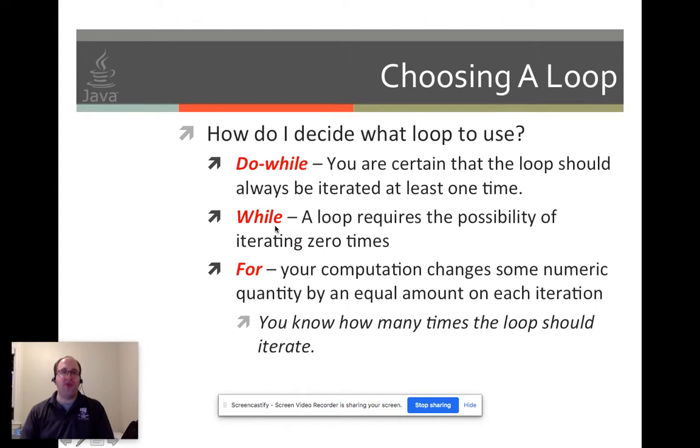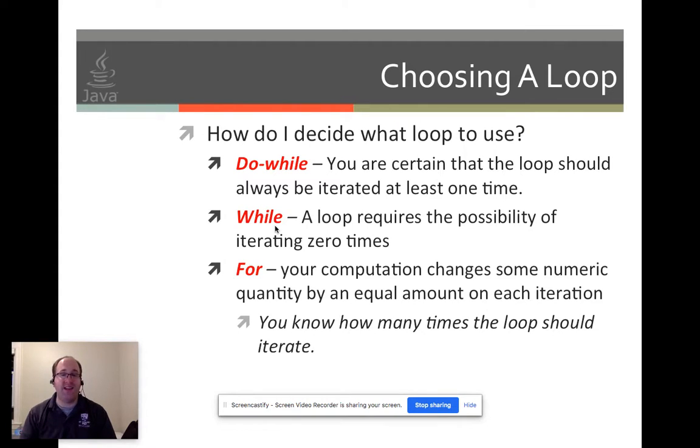A while loop is great if you have a loop that requires the possibility of iterating 0 times. It's very possible that the condition you put on the while loop could never come true, and then the while loop is just skipped right past. So if you have something in your program where you want this chance for the loop to never run, a while loop might be the way to go.